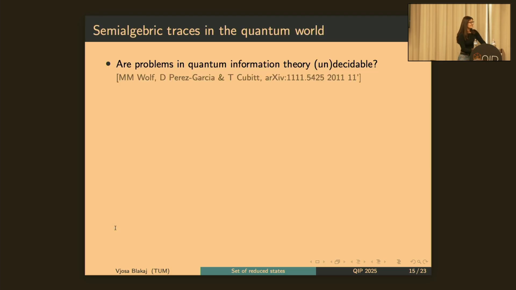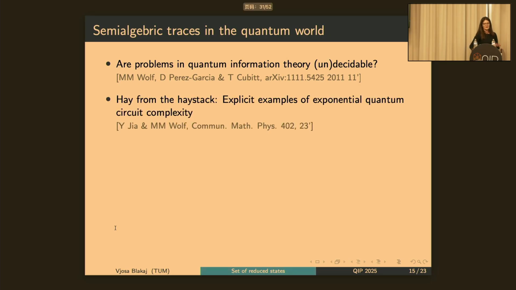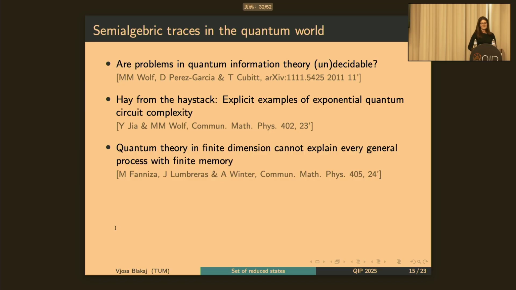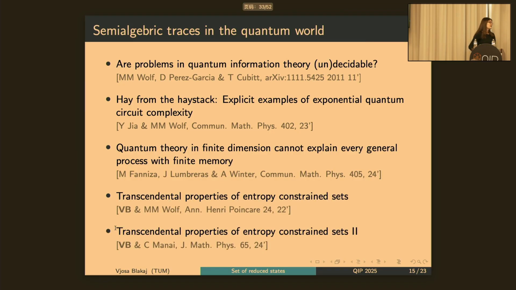There are traces of semi-algebraic geometry and transcendental number theory in the quantum world, and people have used these tools to study undecidability problems, to study circuit complexity, to study the existence of certain finitely correlated states, and also to study properties of entropy functionals and their relation to the impossibility of single-letter formulas.